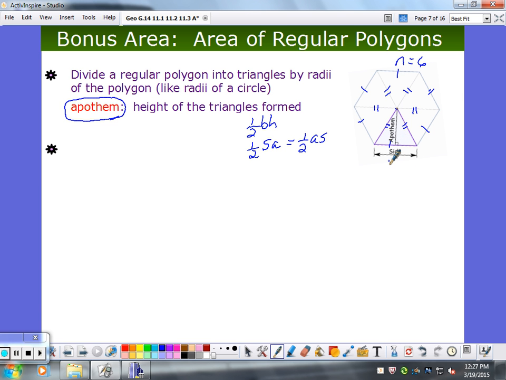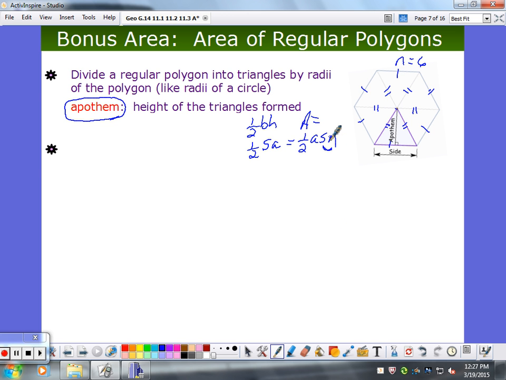How many triangles do I have in an n-sided regular polygon? Am I right? Here, 6 of them, right? So if this was 10, how many triangles would I have? 10. So if this was an n-sided one, how many would I have? n. So this gives me the area of the whole thing, right? 1/2 times the apothem times the side times the number of triangles I have, which is the same as the number of sides. Well, look at this.